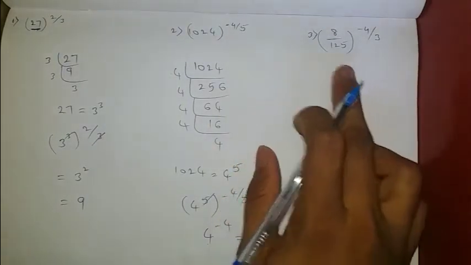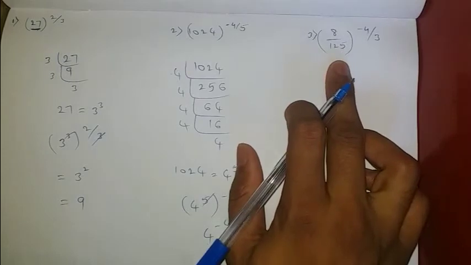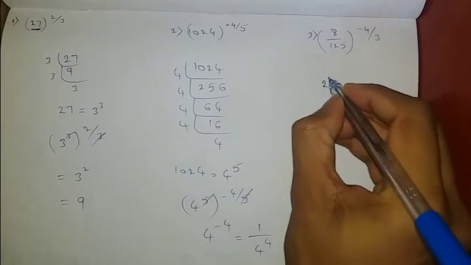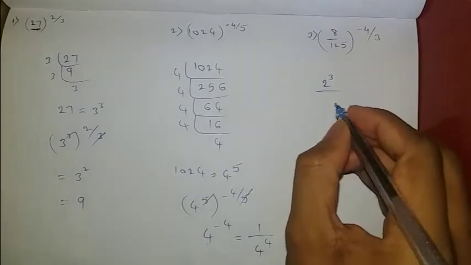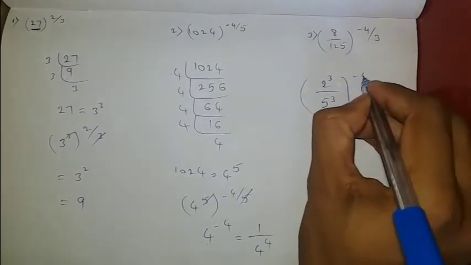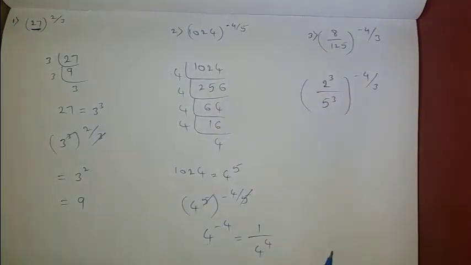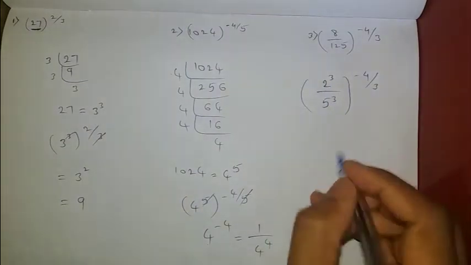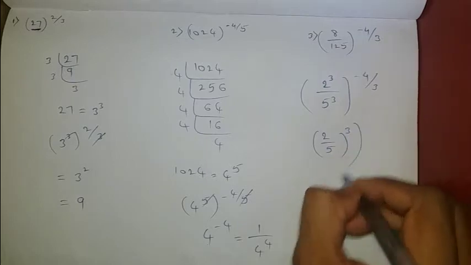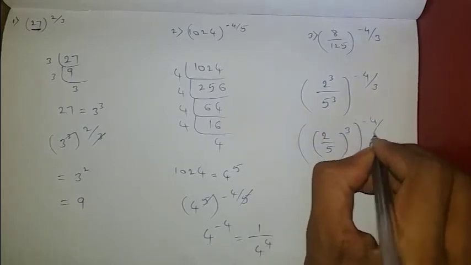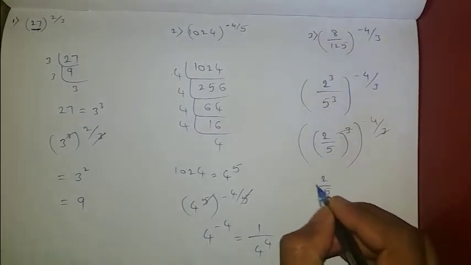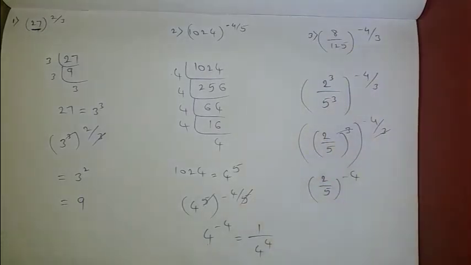Next question. (8/125)^(−4/3). Here 8 can be written as 2 cubed and 125 can be written as 5 cubed, whole power −4/3. 2 cubed divided by 5 cubed can be written as (2/5)^3, whole power −4/3. The 3 will get cancelled. So we remain with (2/5)^(−4).